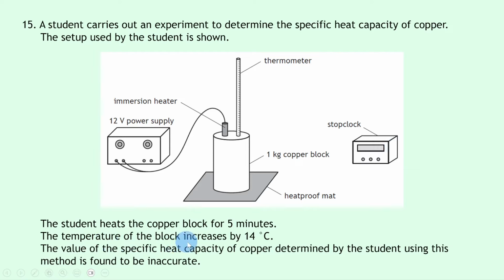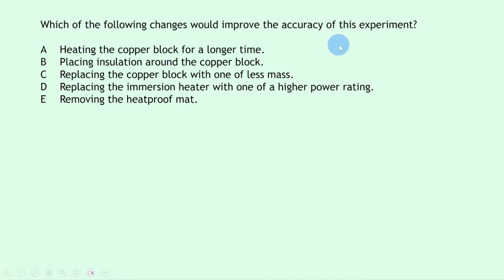It then says the student heats the copper block for 5 minutes. The temperature of the block increases by 14 degrees Celsius. The value of the specific heat capacity of copper determined by the student using this method is found to be inaccurate. Which of the following changes would improve the accuracy of this experiment? So we have heating the copper block for a longer time, placing insulation around the copper block, replacing the copper block with one of less mass, replacing the immersion heater with one of a higher power rating, or removing the heatproof mat.